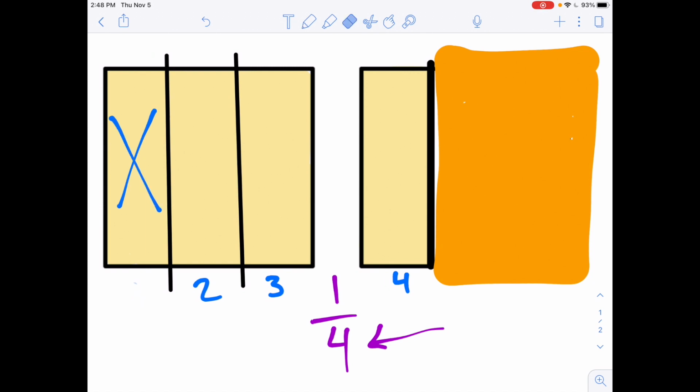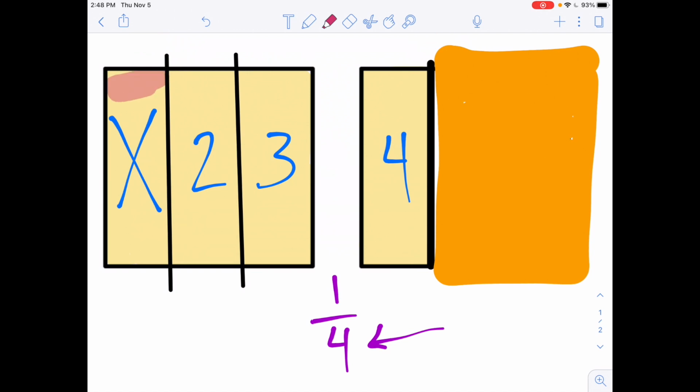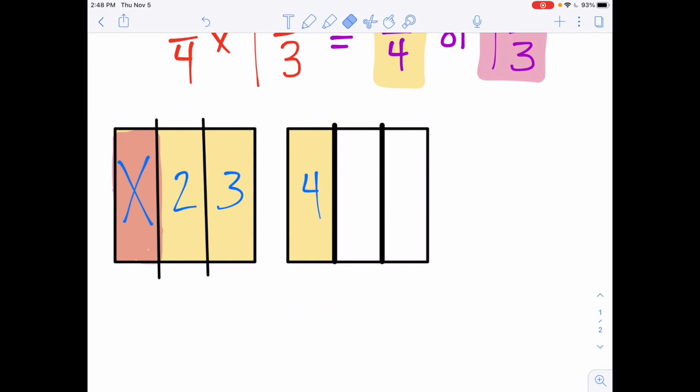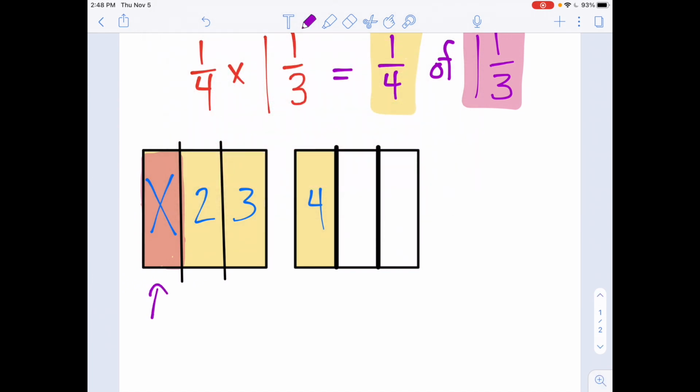All right, I'm going to put the numbers inside now so you can see it. That is 1 out of 2, 3, 4. This is 1/4. All right, so I'm going to then color it in. There it is. This is what 1/4 of 1 1/3 looks like. So what would we call this piece right there?